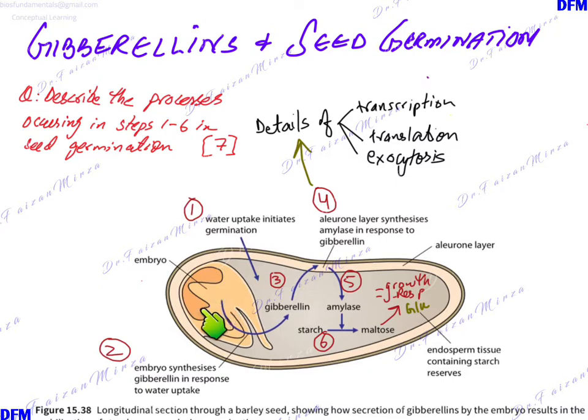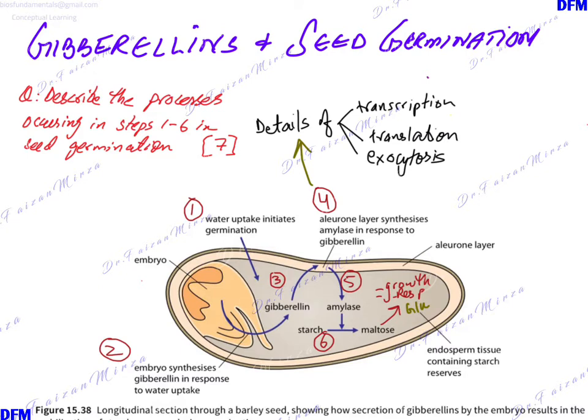There is an embryo, which was made because of the fertilization of the gametes in the flower. This seed has the embryo, and right ahead of the embryo, this entire region is called the endosperm. The endosperm has the nutrients stored, and right outside the embryo and the endosperm, this layer is called the aleurone layer. The aleurone layer is a tissue, and the cells in the aleurone layer have the ability to produce amylase.